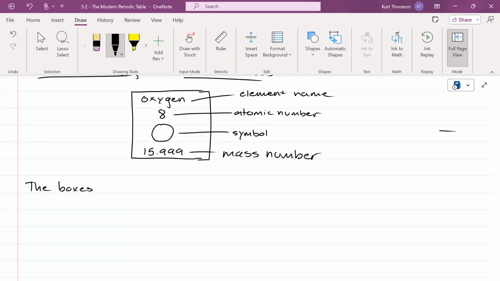The boxes are arranged by increasing atomic number.